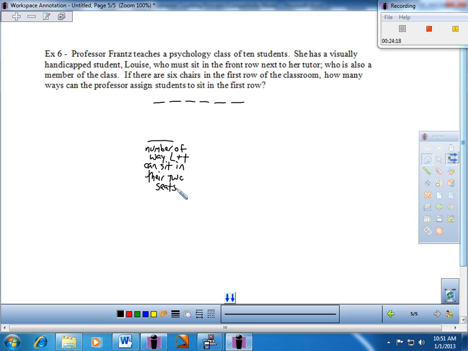Oh, that's the key. Okay. So right there, Louise must sit next to her tutor. What that now enables us to do is start focusing in on where they can sit. Let's talk this out a little bit.